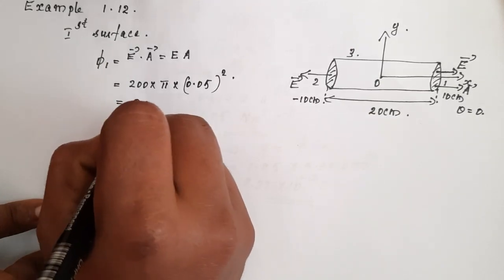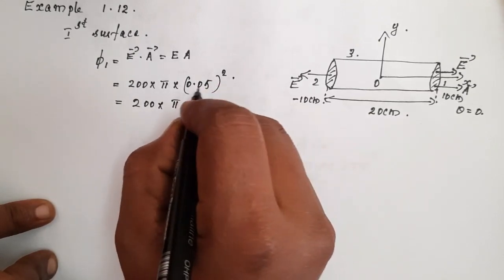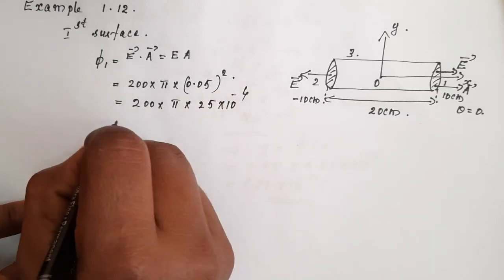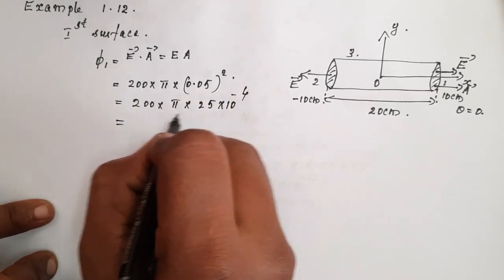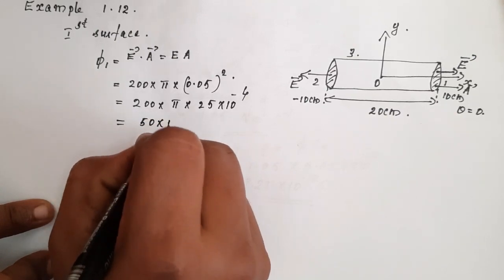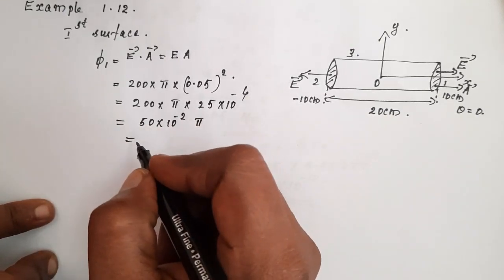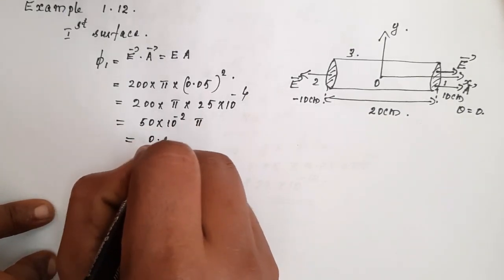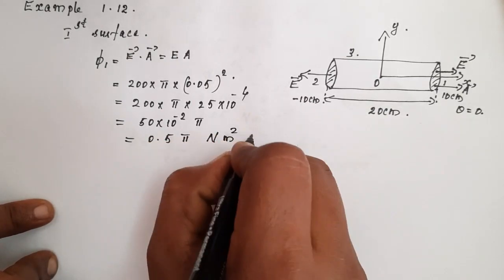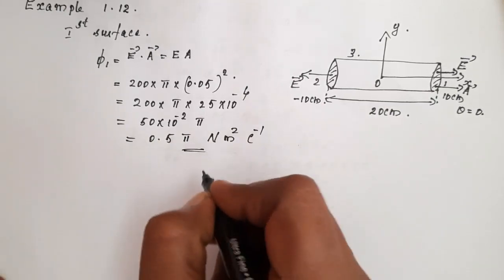So EA is equal to 200 into pi into, in terms of pi we will write the answer, 25 into 10 raised to minus 4. Finally it comes around 50 into 10 raised to minus 2 pi, that means 0.5 pi. So the answer is 0.5 pi. The unit is Newton meter square per Coulomb. So that is phi 1, the flux through the first face.